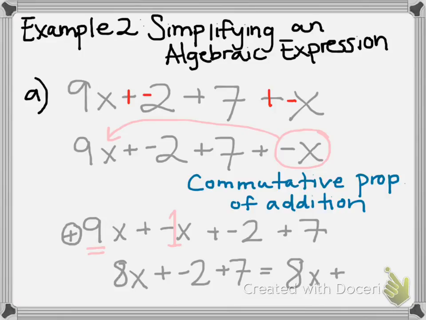plus, let me change my marker color. Look at here, you have a negative and then you have a positive. They're different. So find the difference and keep the sign of the larger. Thank you. The difference is 5. And I'm going to keep the sign of the larger, which is positive. So your answer should be 8x plus 5. Understood?